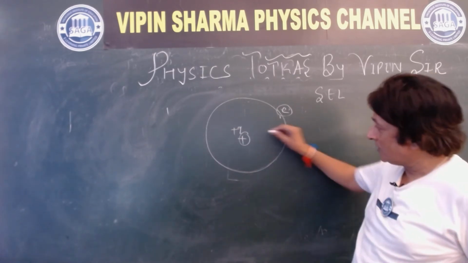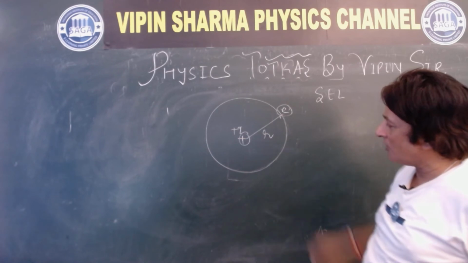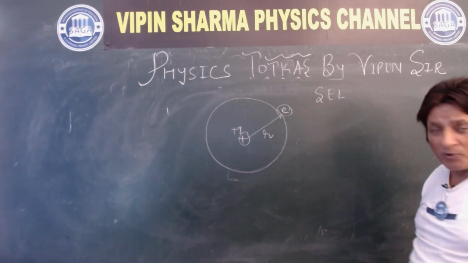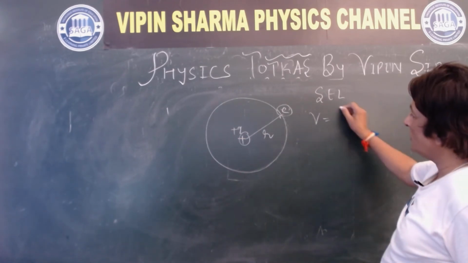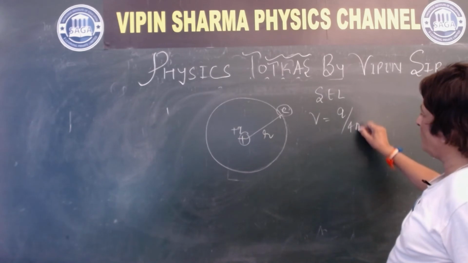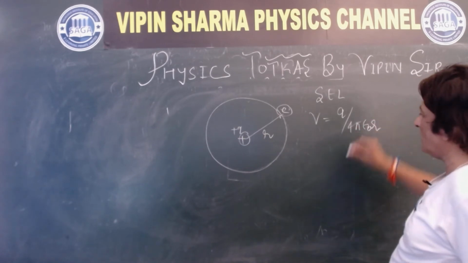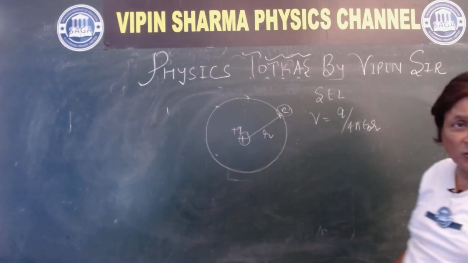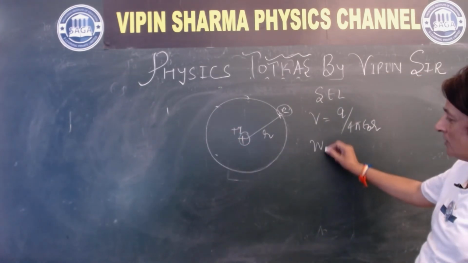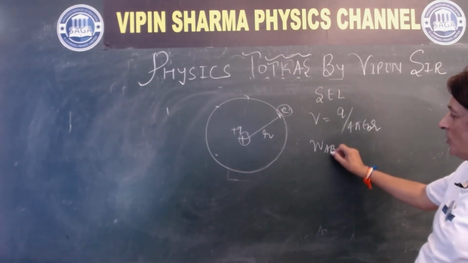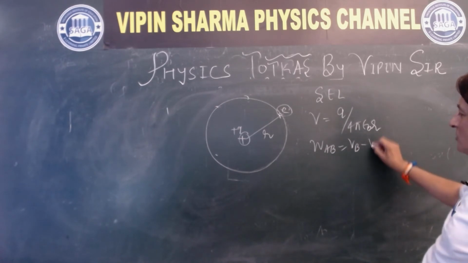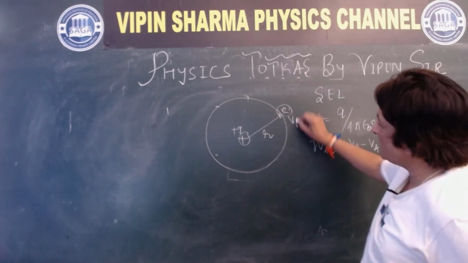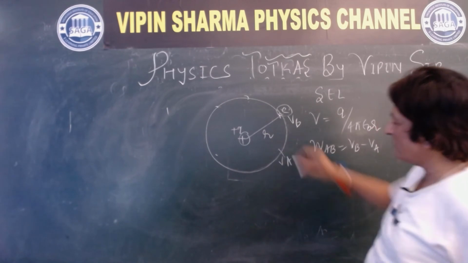I tried. See, suppose the radius of the orbit is r. Then what is the potential? That is q upon 4 pi epsilon naught r. So everywhere the potential is the same. So work done is basically equal to the difference in potential. Suppose VB is the potential here, VA is the potential here.